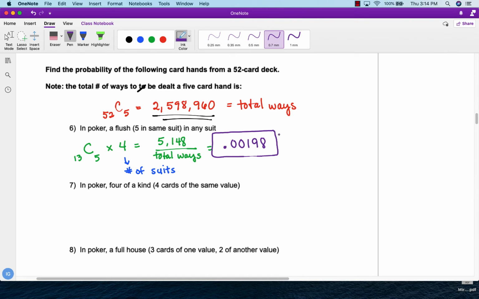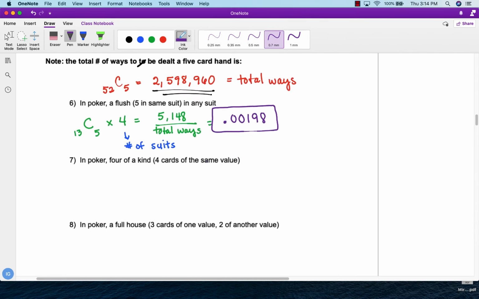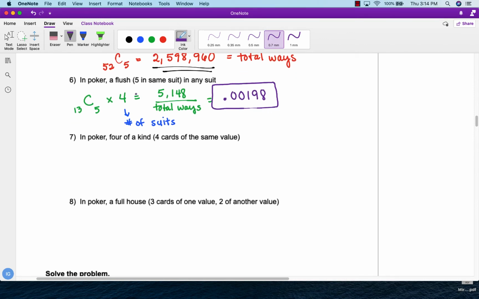Alright, let's try the next one. 4 of a kind. 4 cards of the same value. So it will be like, let me write this down. So 1, 2, 3, 4, 5. Remember, we're still choosing 5 cards, but 4 of them have to be the same value. So for example, what if I have ace, ace, ace, ace, and then the last one could be anything you want. So to get this part here, you're basically going to choose 4, choose 4, because there's 4 of the same value and you're choosing those 4.